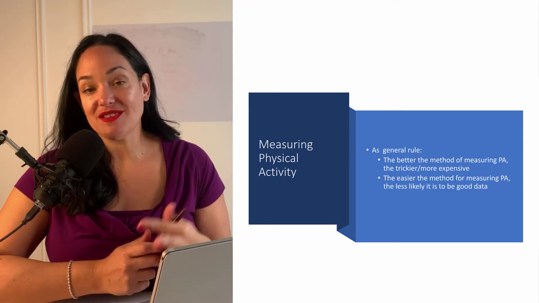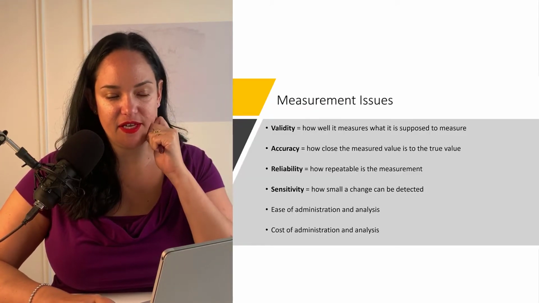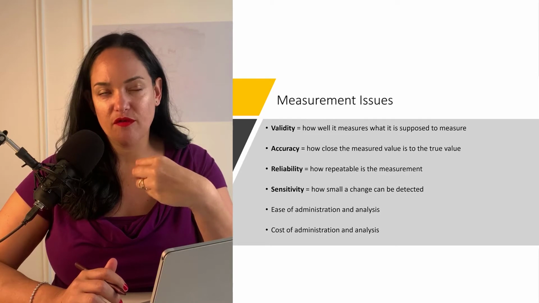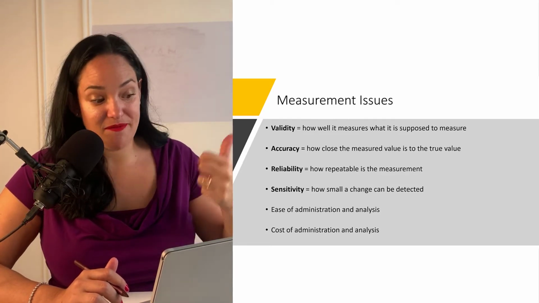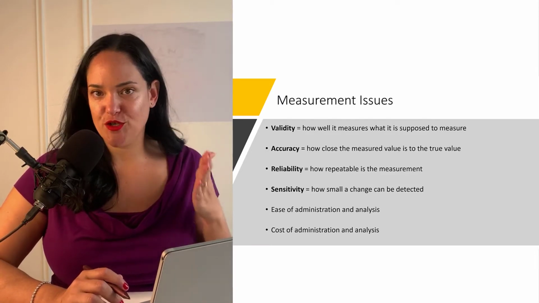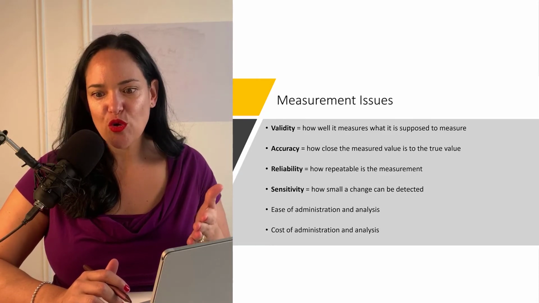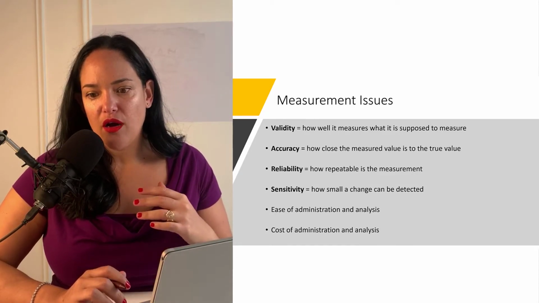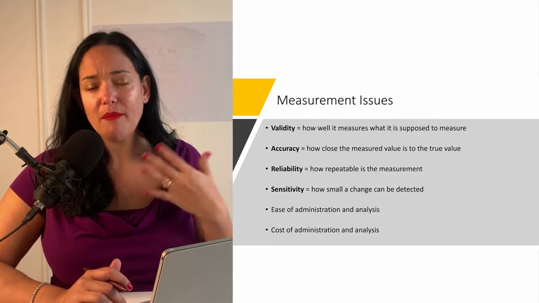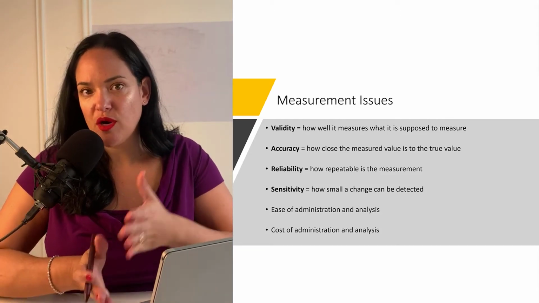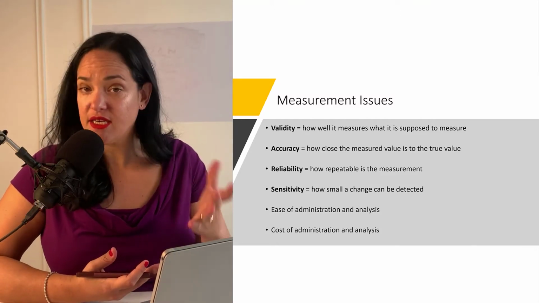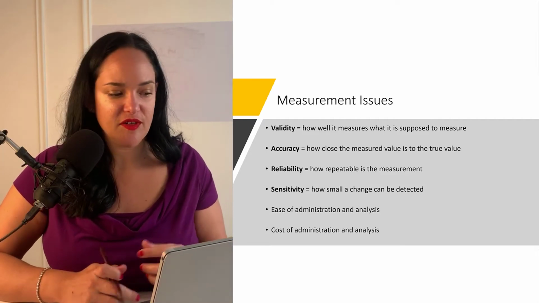So again, it's just difficult to get good data on physical activity. When we talk about measuring physical activity, we ideally want our measure to be valid, accurate, reliable, and sensitive. Valid means that we are actually measuring what we're supposed to be measuring. So for instance, some heart rate monitors are going to estimate the amount of physical activity by measuring your heart rate. But then the question is, is heart rate a good way of capturing how much physical activity people are getting? And it is decent, but that speaks to the concept of validity.